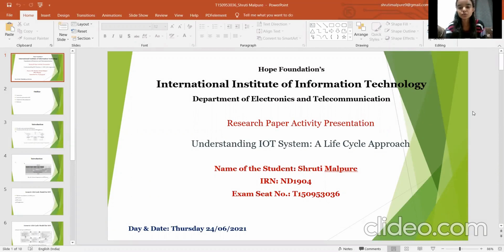Everyone, my name is Shruti Malpure. Today I am going to present the research paper activity and my topic is Understanding IoT System, a Life Cycle Approach.